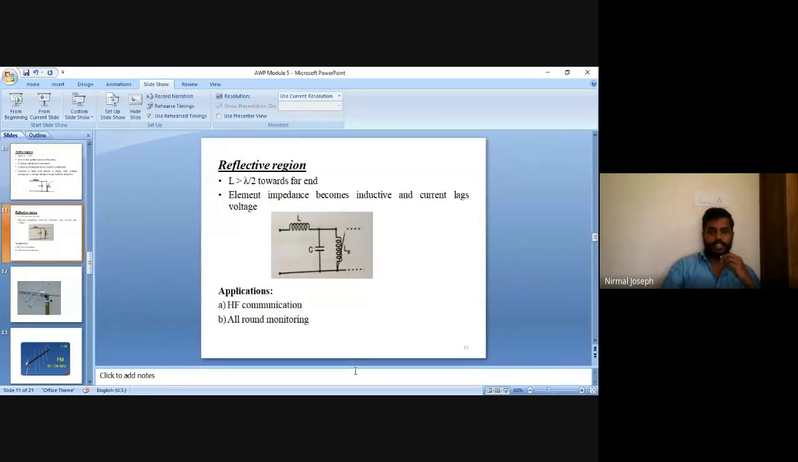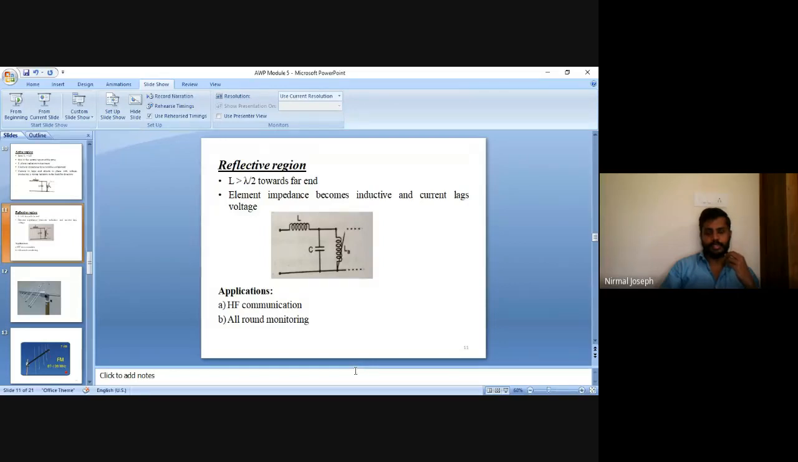The last one is the reflective region. That means this region is towards the far end, where L will be greater than lambda by 2. The element impedance becomes inductive and current lags the voltage. There, the radiation will be very low. Here you can see the circuit is equivalent, but in parallel combination, one inductance is appearing.